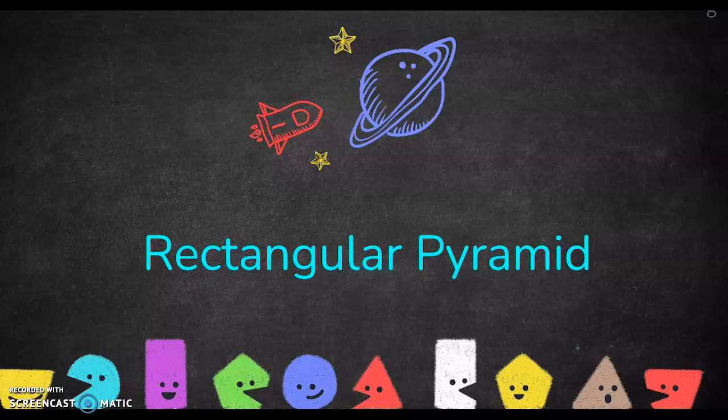Hello class, today we're going to continue working on volume. In the first part of today's lesson, we're going to be working with a rectangular pyramid. So we know that since it's a rectangular pyramid, our base is going to be a rectangle.